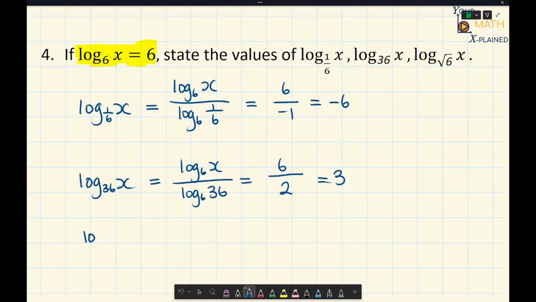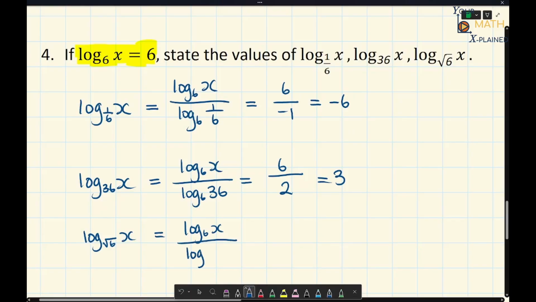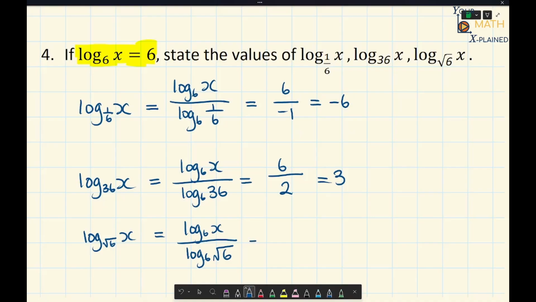And now the last one is log base square root of 6 of x. Do the exact same change of base. We get log base 6 of x over log base 6 of square root of 6. Our numerator, again, is 6. And then for the denominator, if you think back on your exponent rules, 6 to the power of 1/2 is going to give us square root 6. So this is 1/2. So now 6 divided by 1/2 is going to be equal to 12.